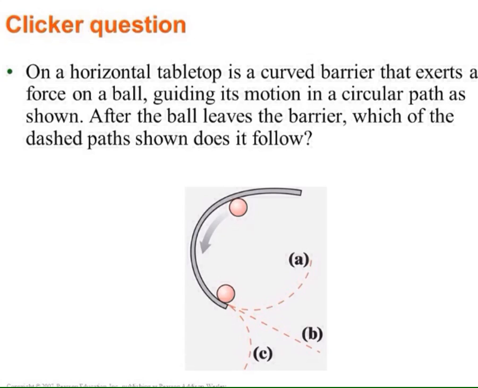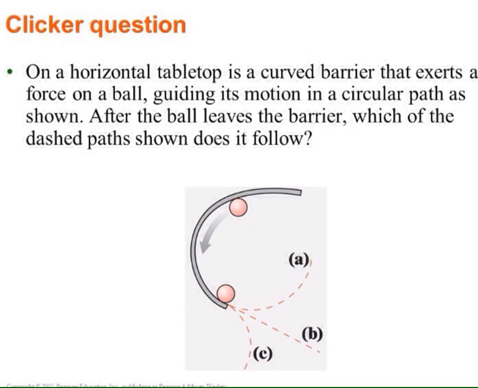Let's think about this question for you. We have a surface, a tabletop, you see here, and we see it from the top, and there is a barrier, and there is a ball which moves touching this barrier in this direction. Because of the barrier, the ball changes its velocity, right? Because it's changing direction. It comes to the end of this barrier.